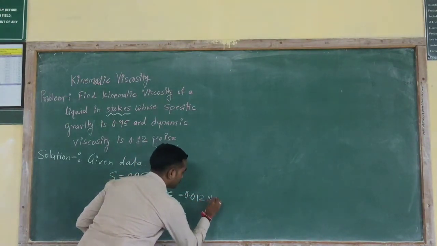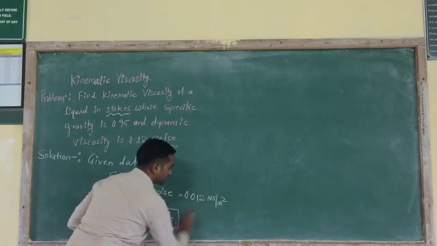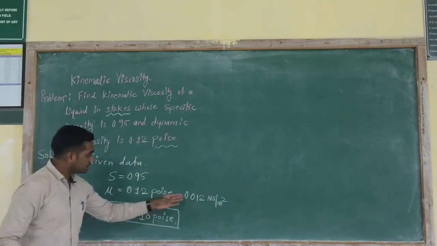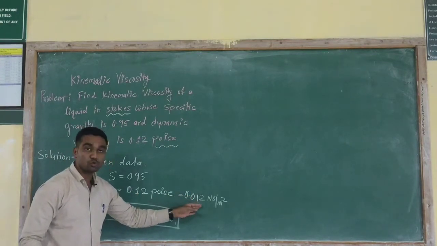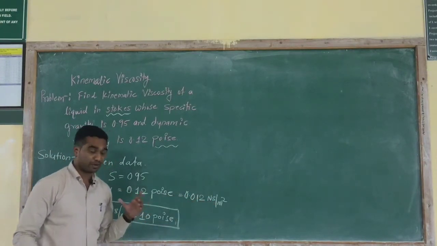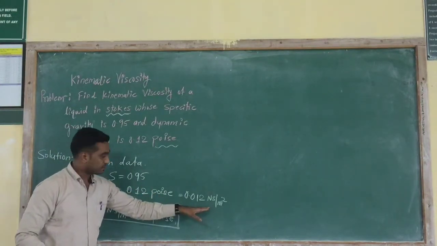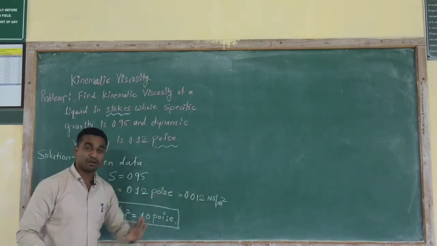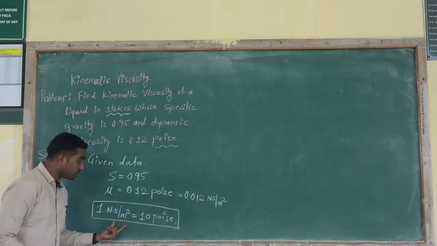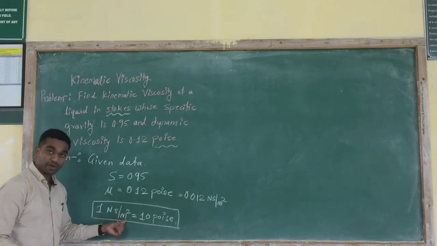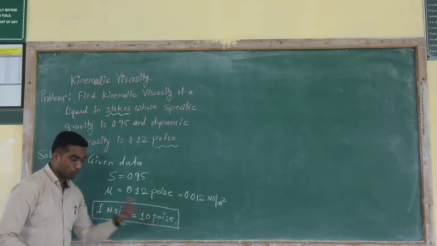That is 0.012 Newton second per meter square. The value of dynamic viscosity becomes 0.012 Newton second per meter square. We have to convert the poise into SI unit, that is Newton second per meter square. You have to remember this conversion: 1 Newton second per meter square is equal to 10 poise.